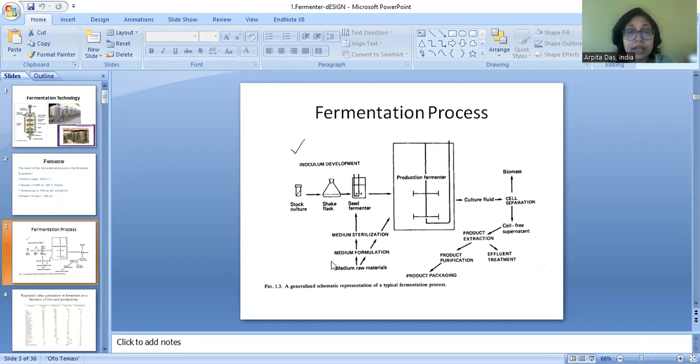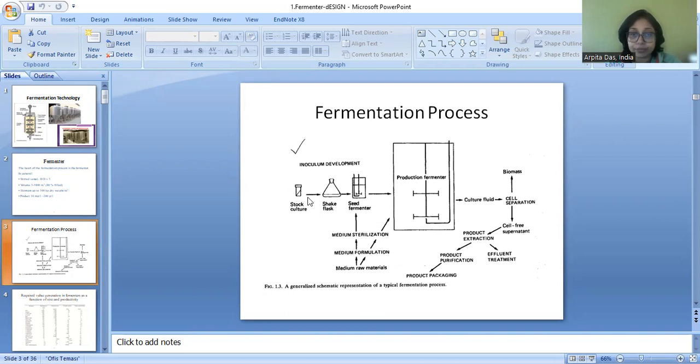Then the developed medium and the developed inoculum, along with the sterilized medium, are supposed to be added into a sterilized bioreactor for the whole bioprocessing. Now I'm putting my cursor on the bioreactor. You can see this is the bioreactor. Yes, the raw material has been chosen and the media formulated. Now it has been sterilized.